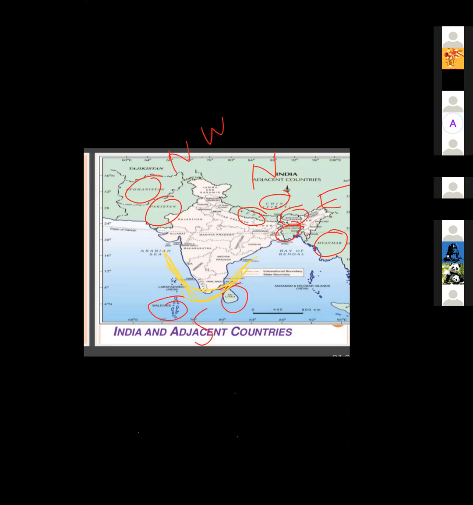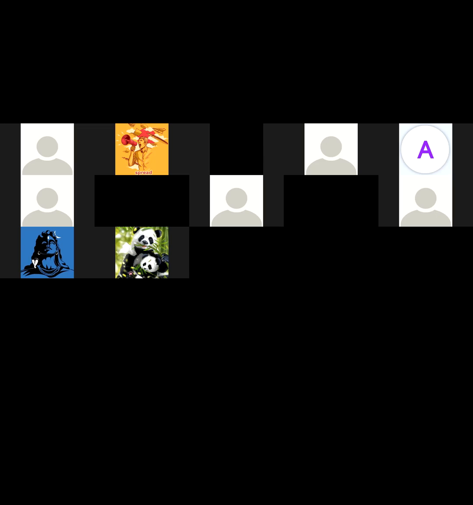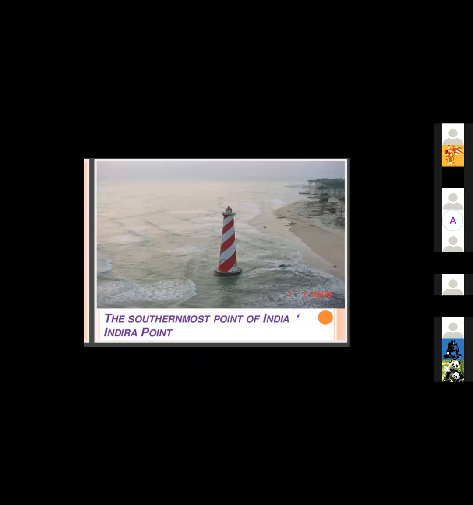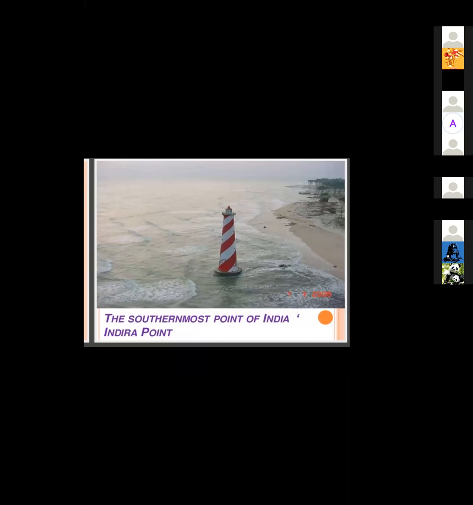The southernmost point of the Indian Union is Indira Point, which got submerged by seawater in 2004 during the tsunami. Indira Point is the southernmost point of India, submerged by seawater in 2004 during the tsunami.